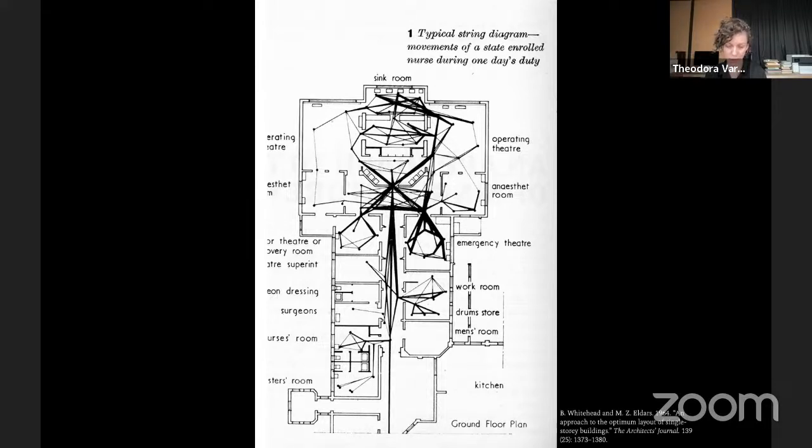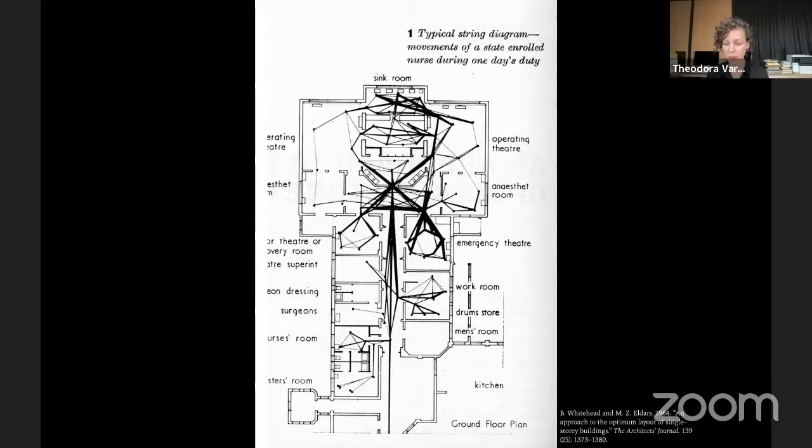The algorithm was based on data representing hospital staff's movement in the operating theater, which were represented in the form of string diagrams. String diagrams were physical thread and nail models that represented movement between activities that took place in distinct locations on the hospital floor plan. So the idea was that one would take a scale print of the hospital floor plan, place pins where discrete activities were taking place, and then with thread follow hospital staff around and really document how often a trip between two activities took place. So the thicker the line, the thicker the thread, the more frequently that specific trip was taken.